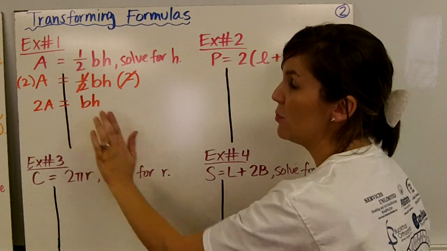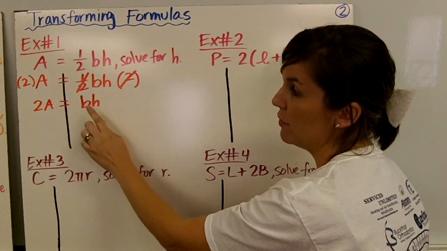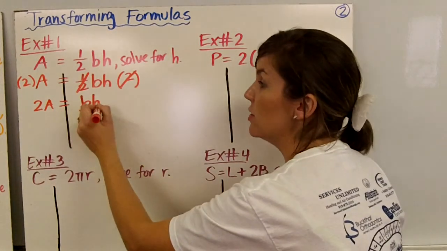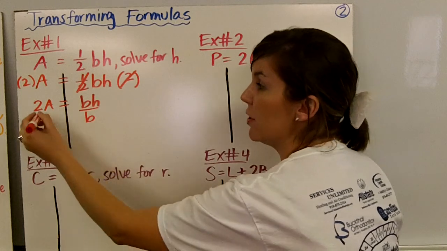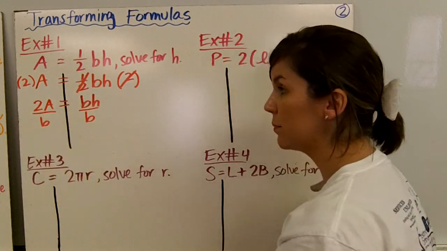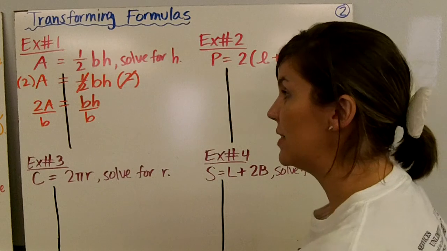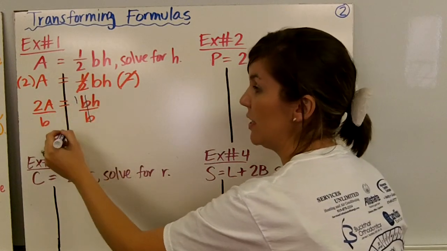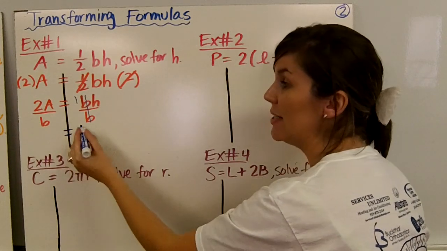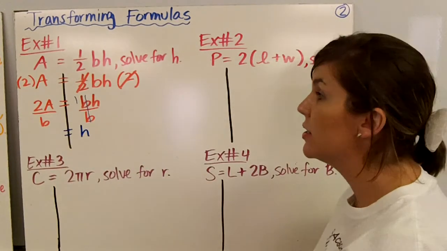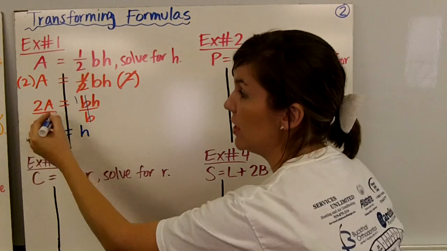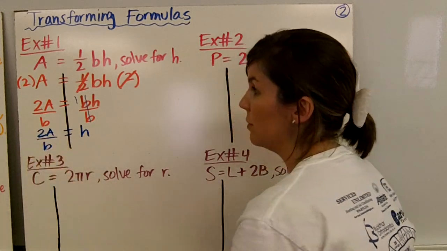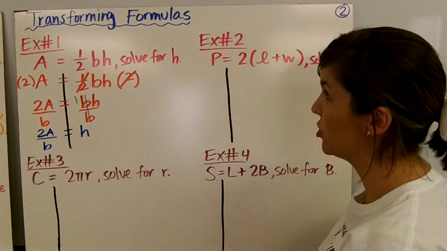Now we still don't have H by itself, so what I need to do is get rid of the B. This is B times H. The opposite would be to divide. So divide by B, what you want to disappear. So on the right side, B divided by B is just 1. 1 times H is H. So now we have isolated our variable, or we have it all by itself on one side of the equation, and we're left with 2A, 2 times A, divided by B. We have solved for H.